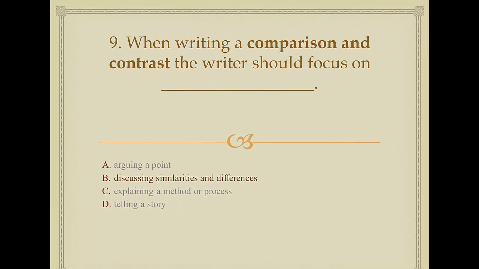Comparison and contrast writing explores the differences and similarities of two ideas or objects. This is not the place to A, argue, or C, explain a process, or D, tell a story. The correct answer choice is B, to discuss similarities and differences.